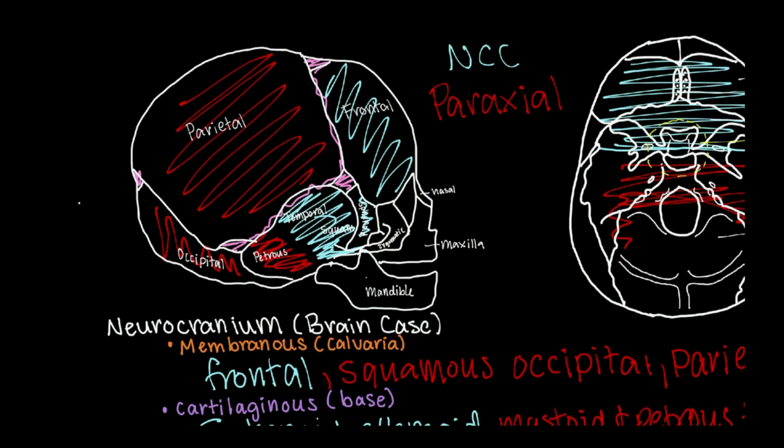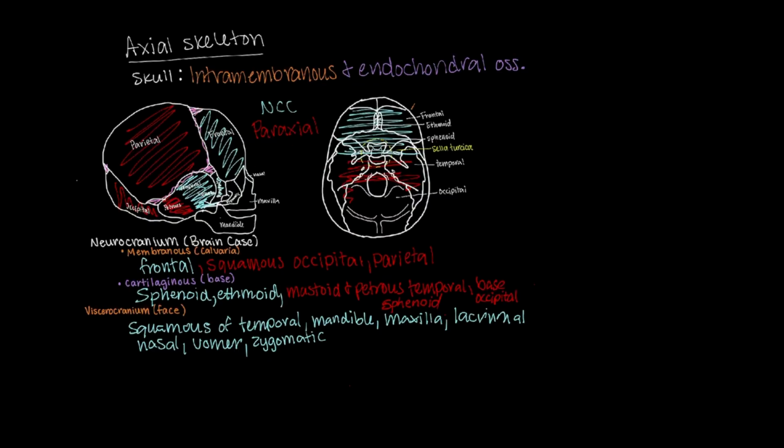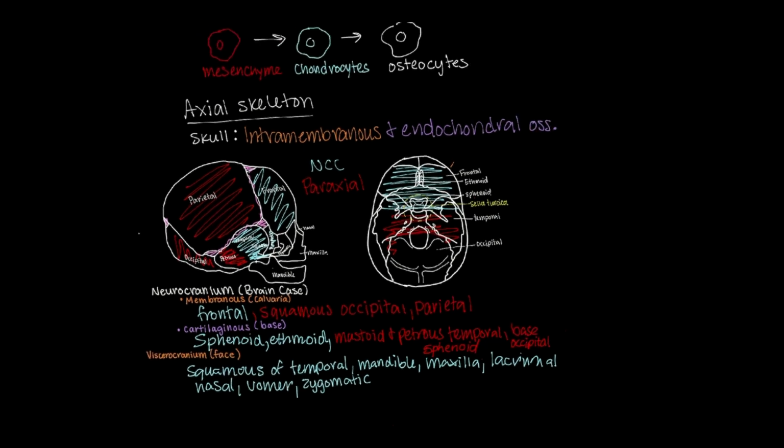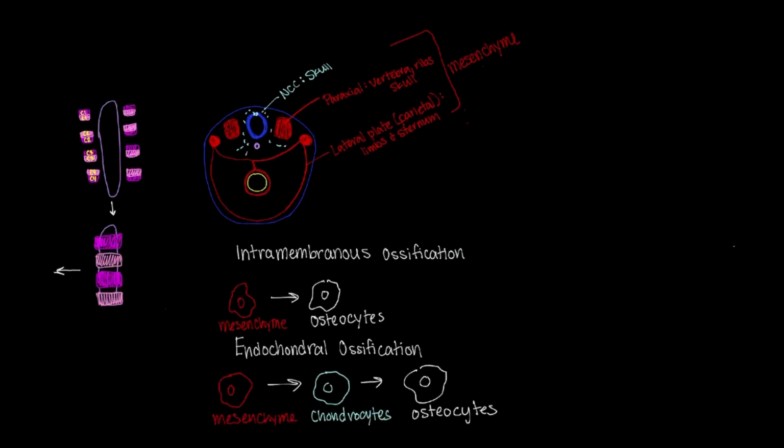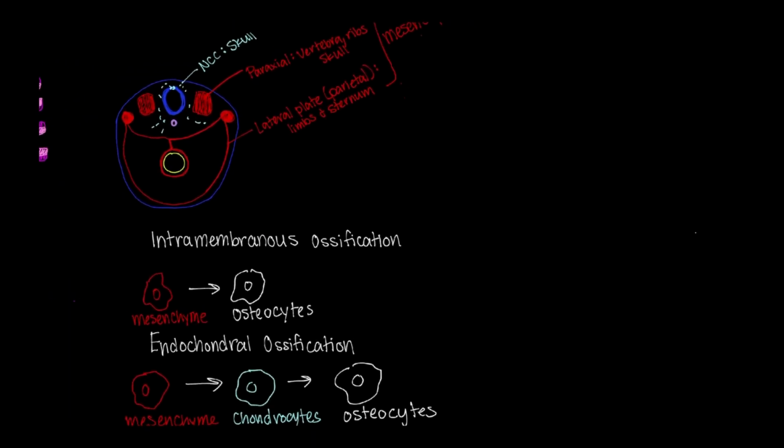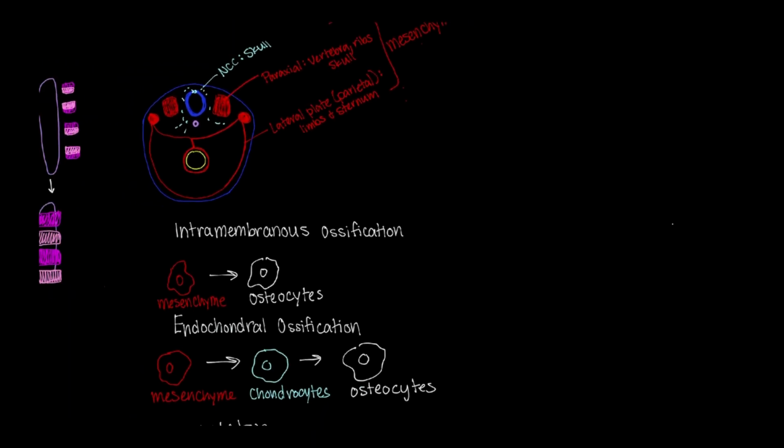They take a lot longer to ossify compared to the fontanelles. In fact, some of these sutures remain open until well into adulthood. So that is how the skull will form. The other component of the axial skeleton is the vertebral column. So we'll now move into talking about the vertebral column.